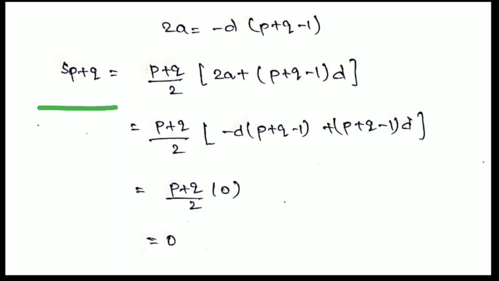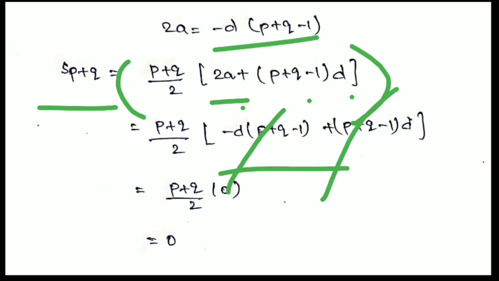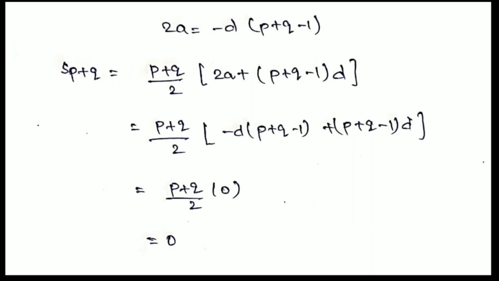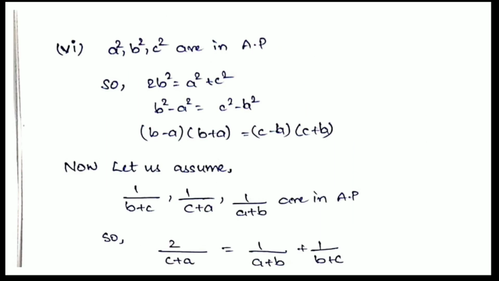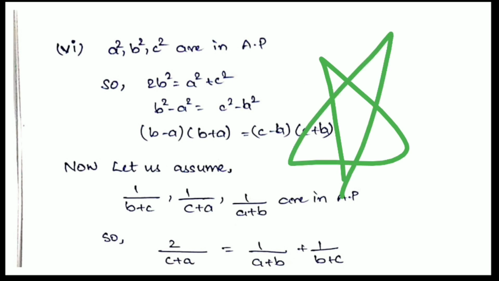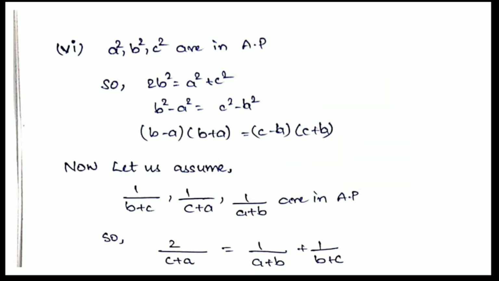As S(p + q) means (p + q)/2 into [2a + (p + q − 1)d], we substitute this one so that this gets cancelled and it becomes 0. Fifth one is proved, and the sixth one. Actually this is somewhat important, and we have these problems in competitive exams, so listen carefully.